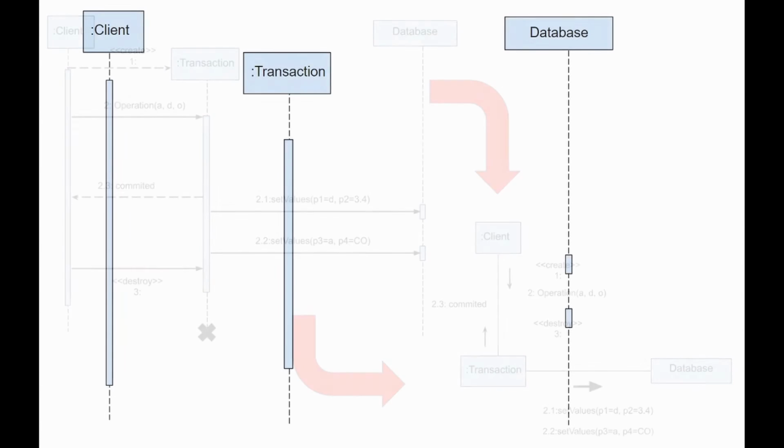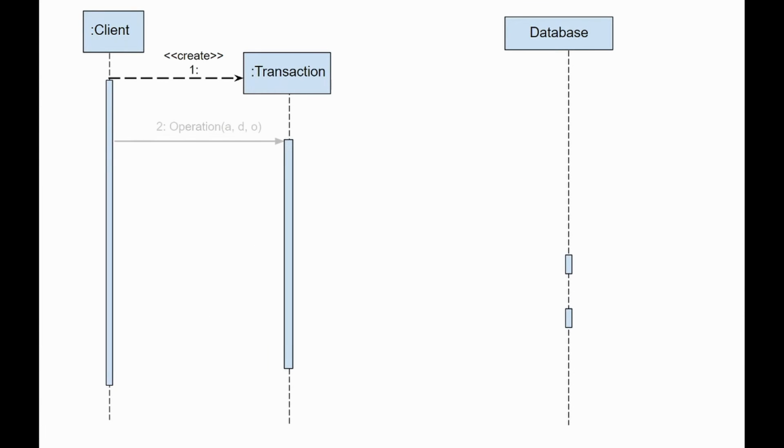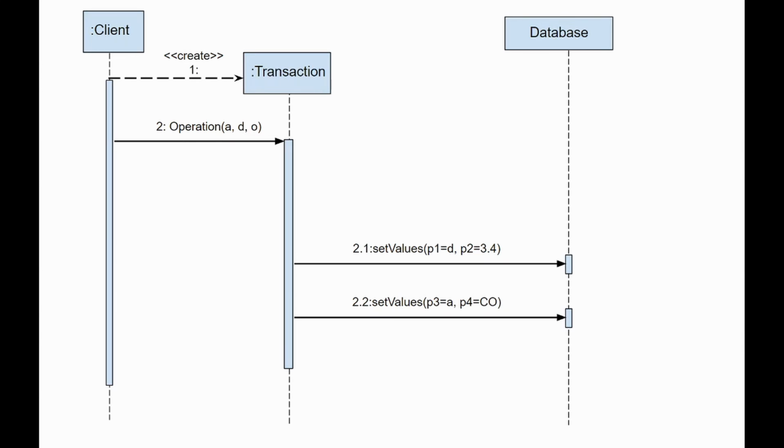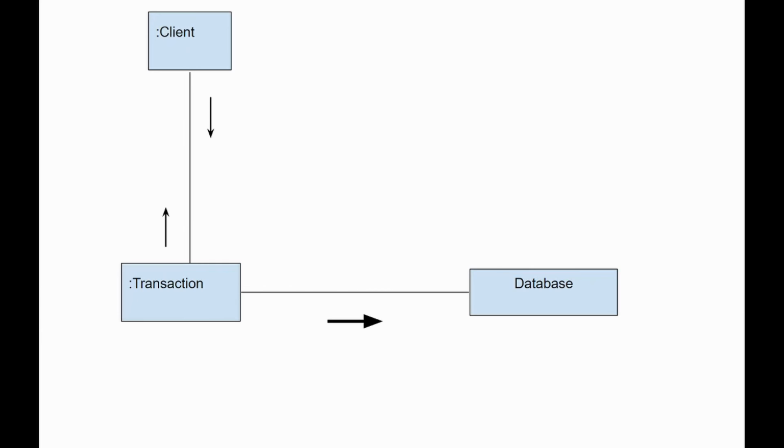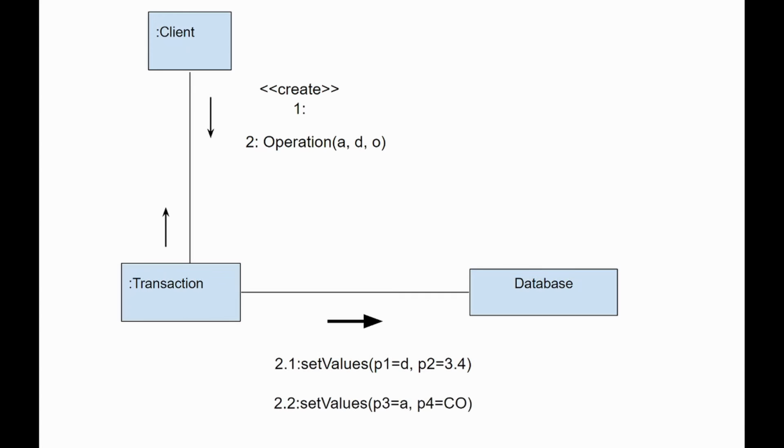The client creates a transaction and performs an operation with messages A, D, and O. After that, another two transactions put values of P1, P2, P3, and P4 to the database. After that, the client receives a message that the transaction was completed. And finally, the transaction is destroyed. And now the same sequence of operations, only on the communication diagram. The client creates a transaction, performs an operation with messages A, D, and O. Next, two transactions put values of P1, P2, P3, P4 to the database. And after that, the client receives a message that the transaction was completed. Finally, the transaction is destroyed.